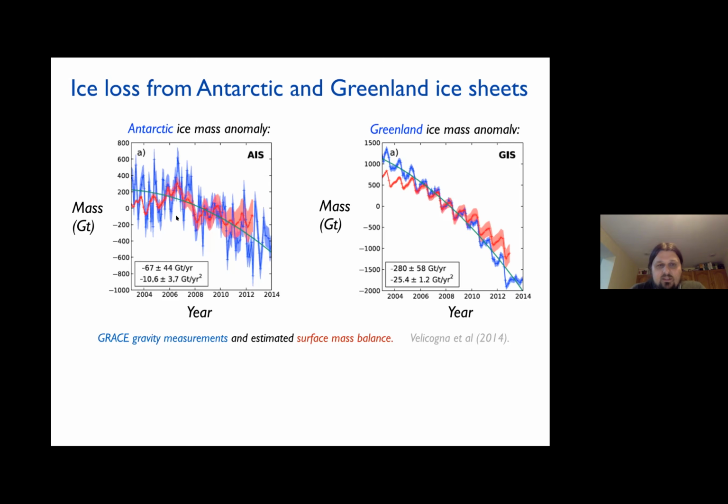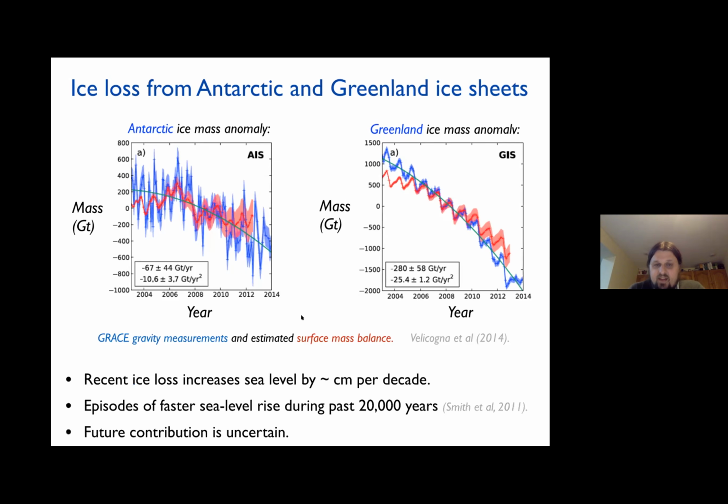There's some sense of a seasonal cycle in the Antarctic ice sheet, and it's more marked in the Greenland ice sheet. But you've seen in recent years there's been an overall mass loss from both the Antarctic, but perhaps more significantly at the moment from the Greenland ice sheet. To give you an idea of how significant this is, we're looking at masses in gigatons of ice.